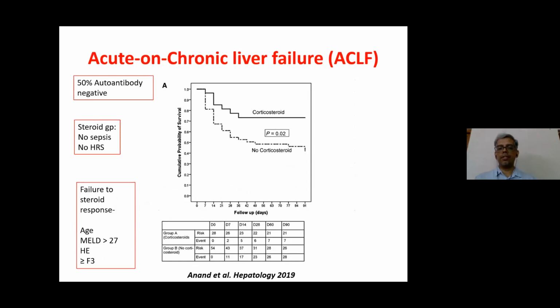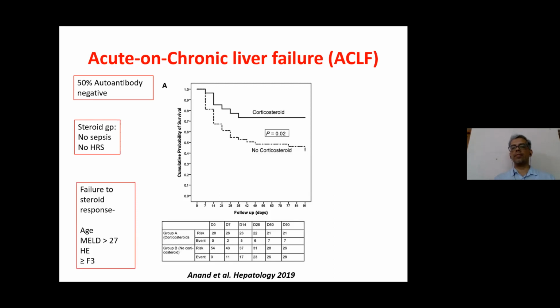Another interesting entity recently described is acute and chronic liver failure. Autoimmune hepatitis constitutes a very small fraction of the overall cohort of acute and chronic liver failure. Importantly, these patients may be autoantibody negative. So even with a negative autoantibody, if you have a clinical suspicion and your biopsy is suggestive, keep a possibility of autoimmune hepatitis-related acute and chronic liver failure.